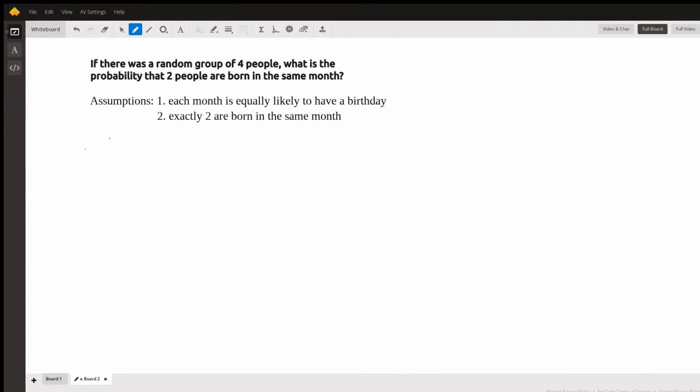Okay, we have a probability question here. 4 random people. What's the probability that 2 of them are born in the same month? Okay, so anytime we're doing the probability, we're going to make a fraction basically. And in the denominator, we're going to have the total outcomes. In the numerator, we're going to have the desired outcomes.